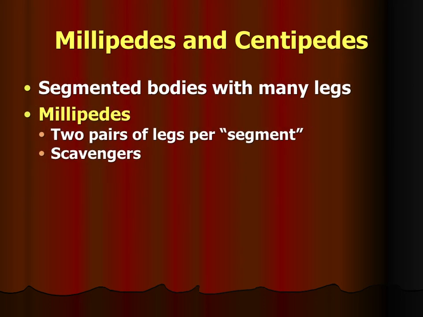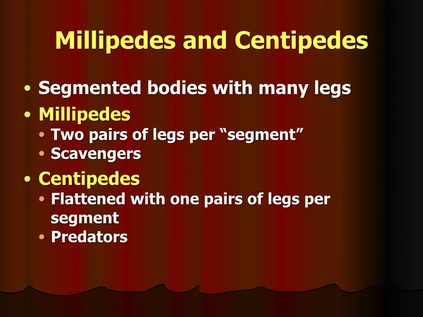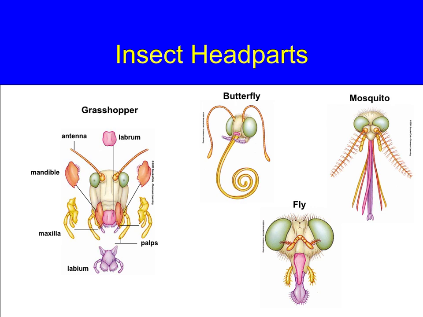Millipedes and centipedes have segmented bodies with many legs. Millipedes have 2 pairs of legs per segment. They're going to be scavengers. Centipedes are flattened with 1 pair of legs per segment, and they are predators. So we see the different head parts. We have a grasshopper, butterfly, mosquito, and a fly.